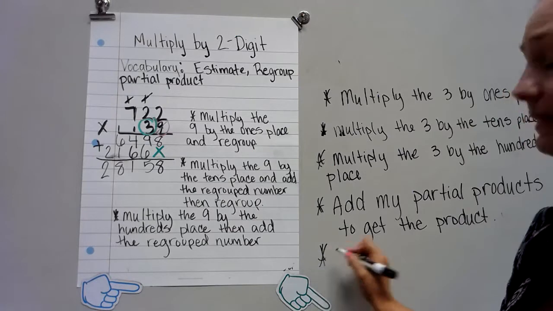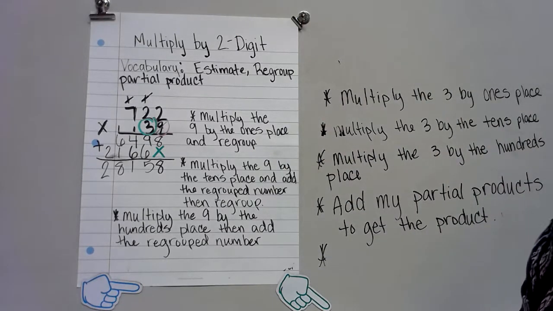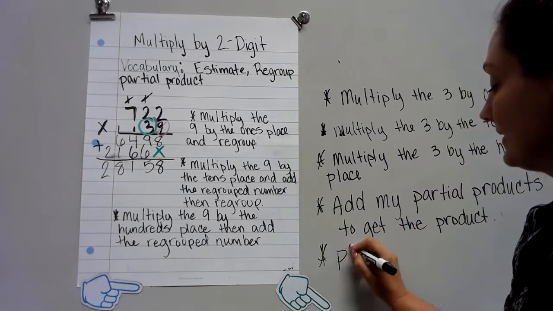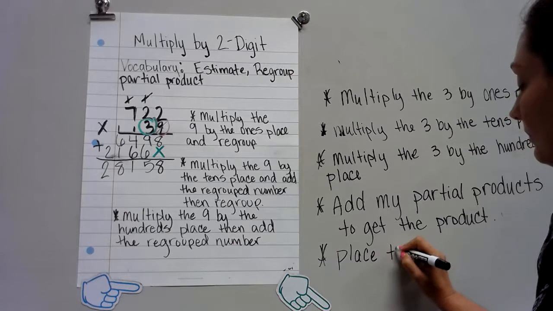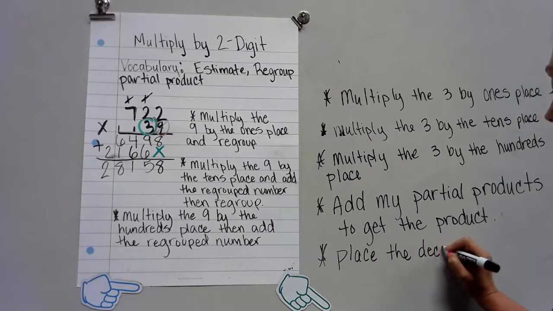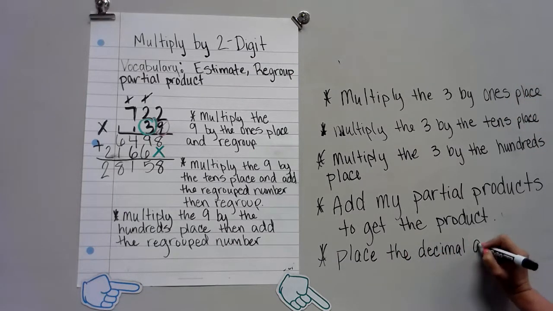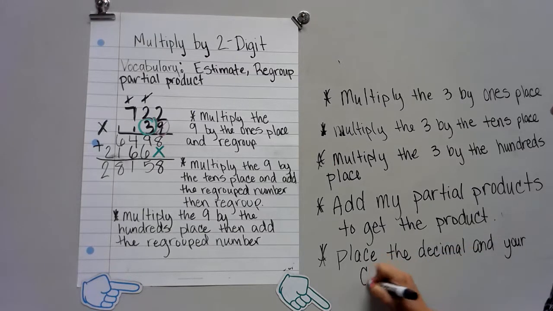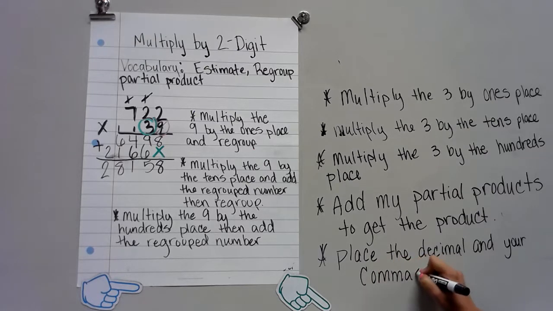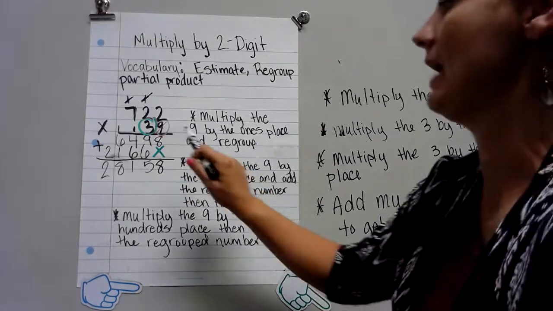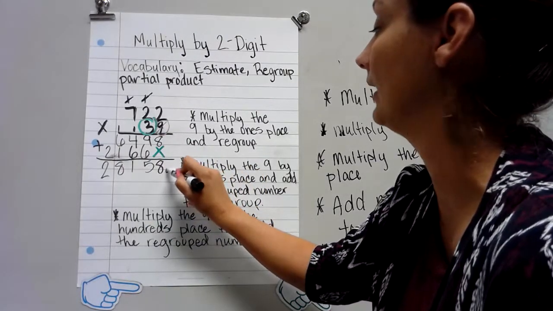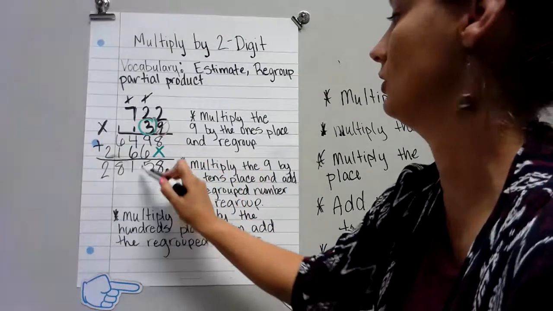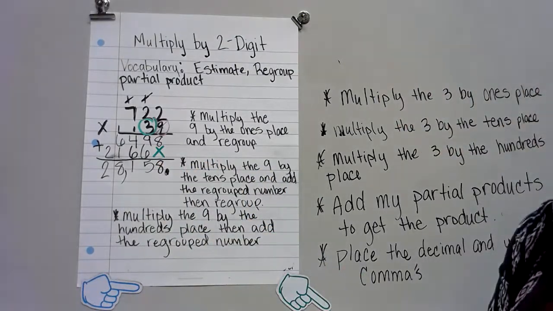And then I have one more step that I want to make sure that you're doing on every single problem, is you are placing the decimal and placing your commas. So place the decimal and your commas. Okay, so if I don't see a decimal, it goes at the very end right here. And then I know that after 3 digits, I have a comma. So 1, 2, 3.